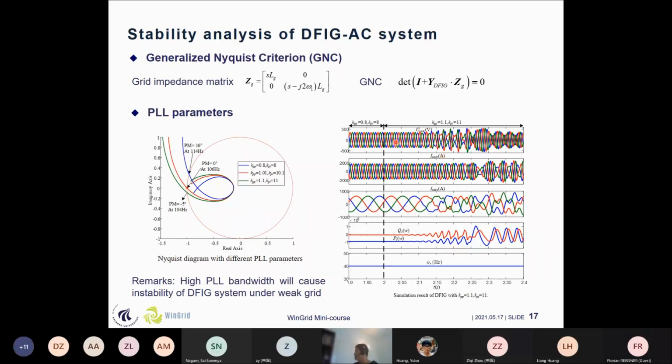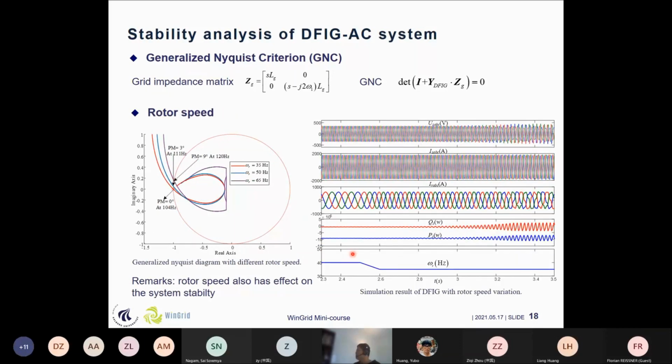We can see that with the increase of the PLL bandwidth, there are some instability issues, and you can see the oscillations. It tells us that a high PLL bandwidth will cause instability of the DFIG system under the weak grid. That's why a lot of papers say we shouldn't use a high PLL bandwidth for the wind farm control under weak grid conditions.